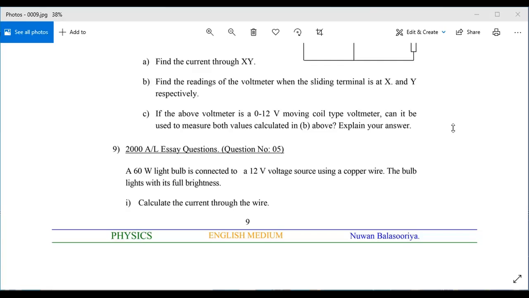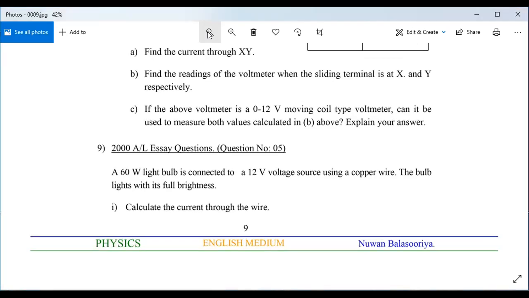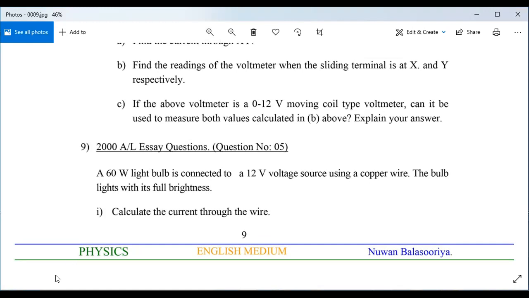Okay, let's select this 2000 AL electricity essay question. Somebody unmute the mic and read this question here.